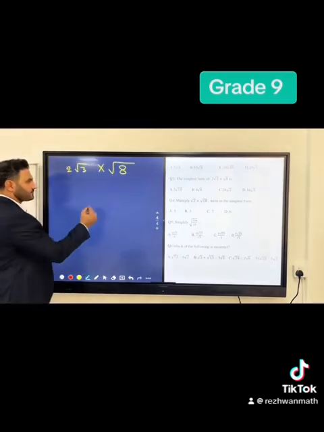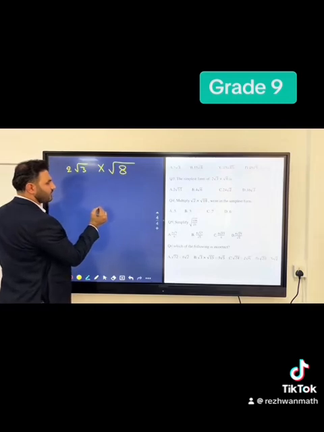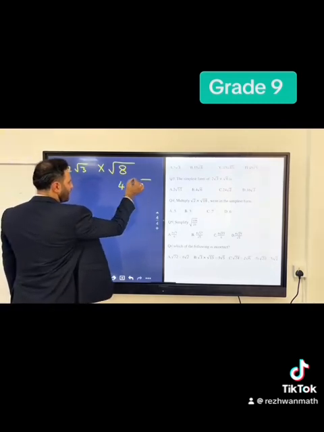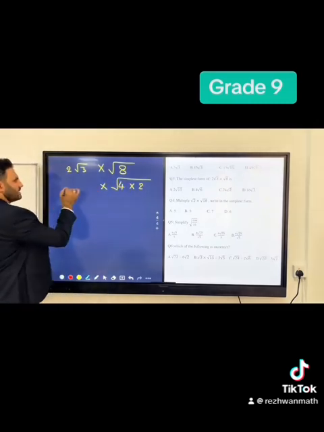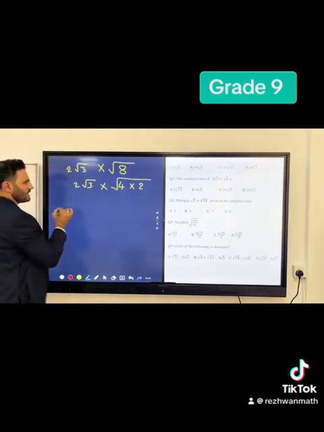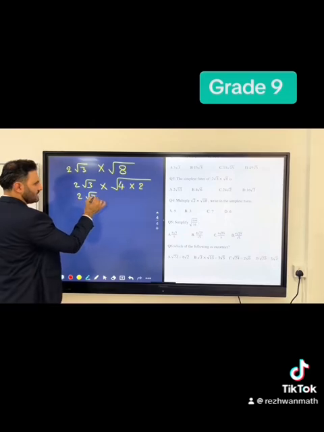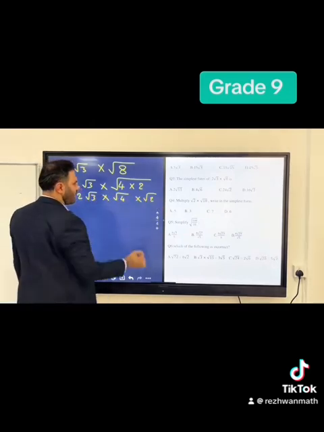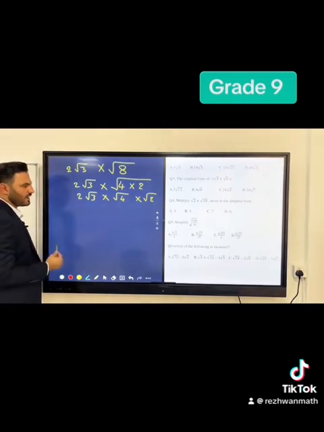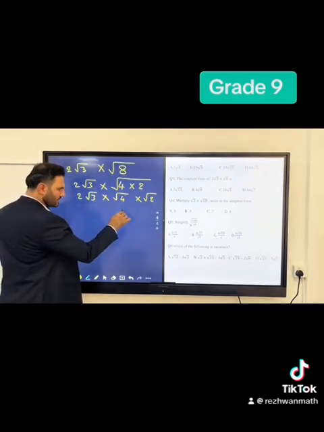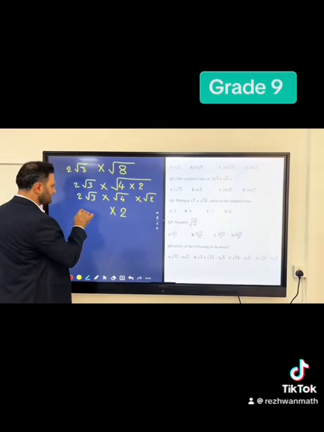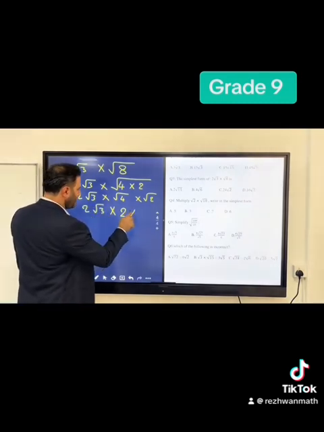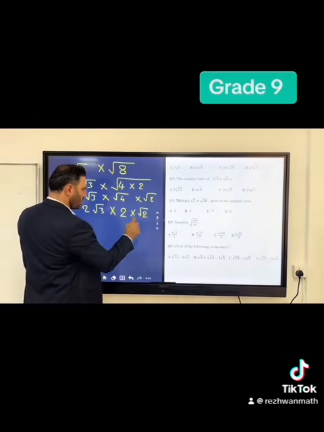Okay, now we can get 8 from multiplying 4 by 2. So instead of 8, we need to write 4 times 2, times 2 square root 3. Okay, 2 square root 3 times square root 4 times square root 2. Now we have to distribute the square root for both 4 and 2. Okay, the square root of 4 is what? 2, times 2 square root 3, okay, times square root 2.